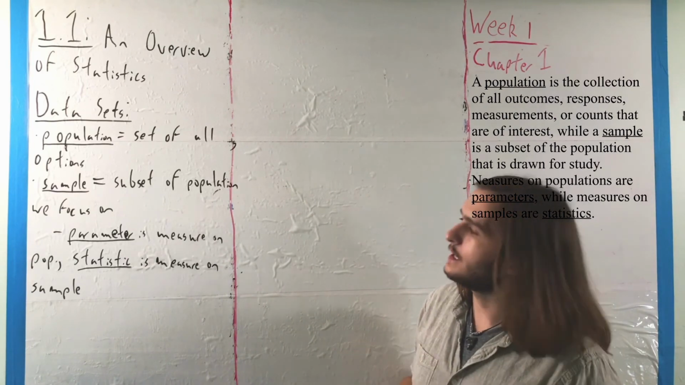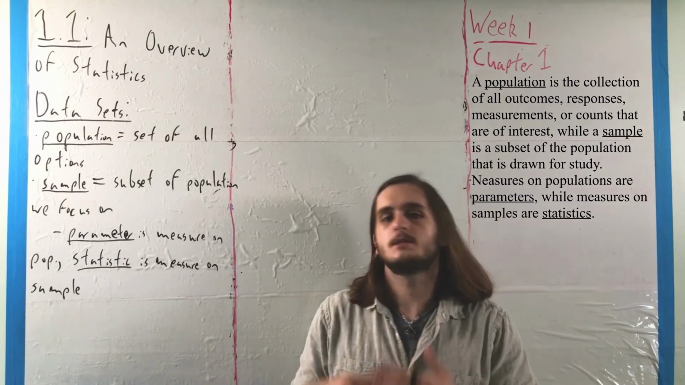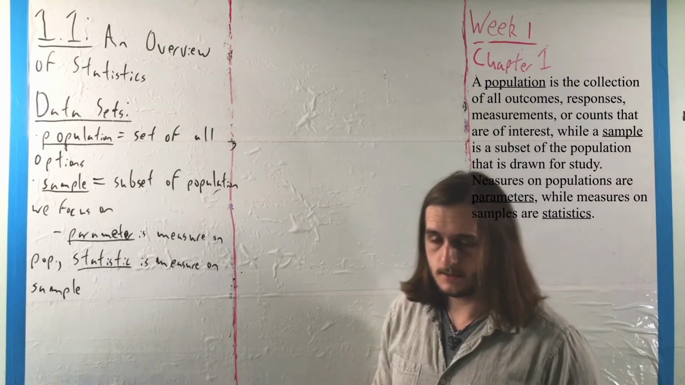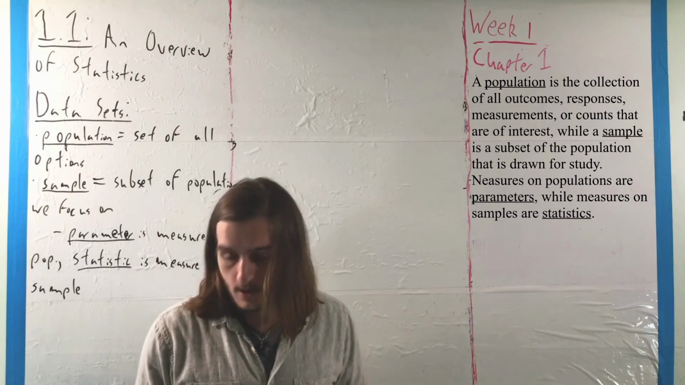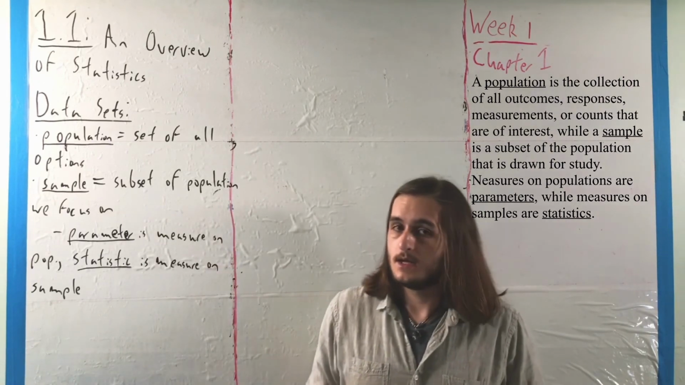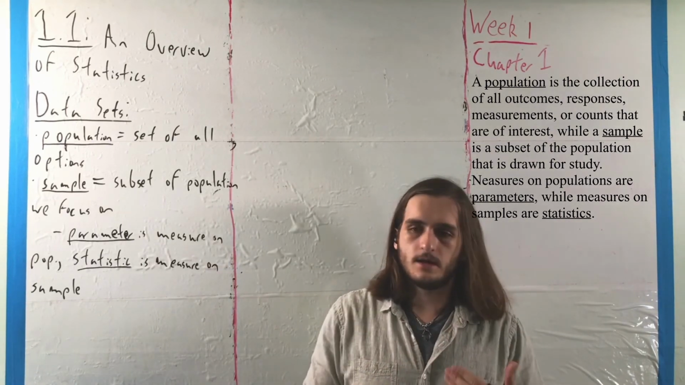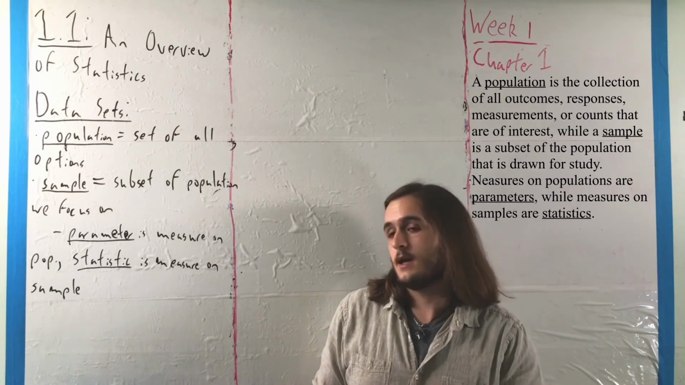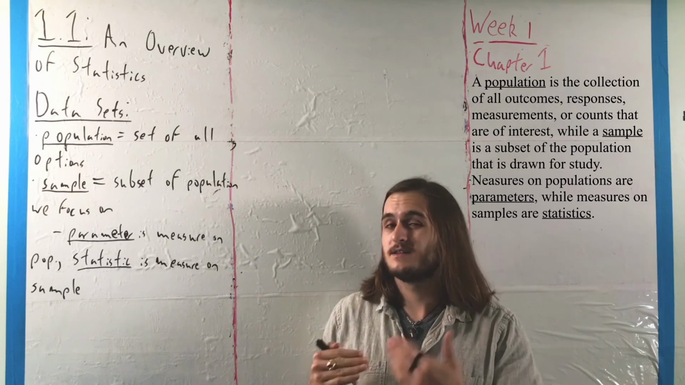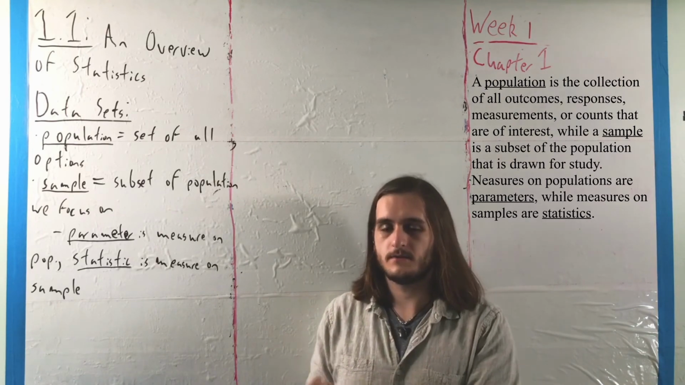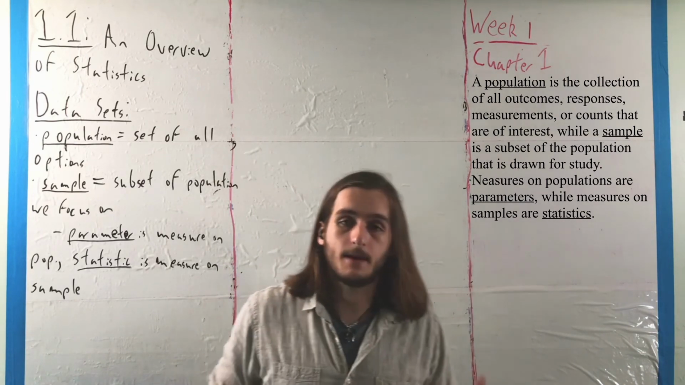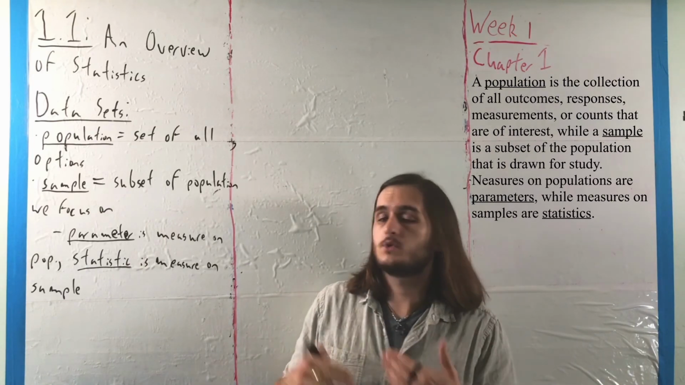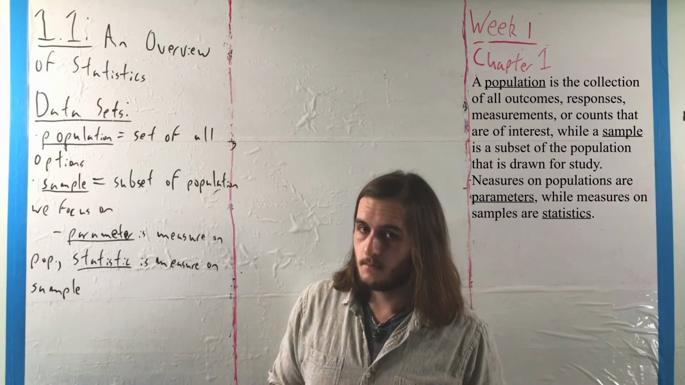And when we look at samples, when we're taking measurements on samples, that's when we are drawing statistics. So in that way, we can think of statistics not just as the science of collecting and interpreting data, but we can think of statistics as the study of samples. And that's what we're going to be doing a lot of here, is looking at things that happen to samples and later seeing how those things that happen to samples compare to what we expect from populations.